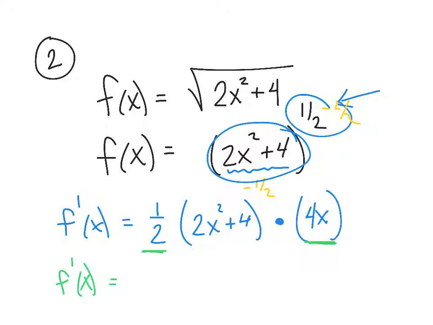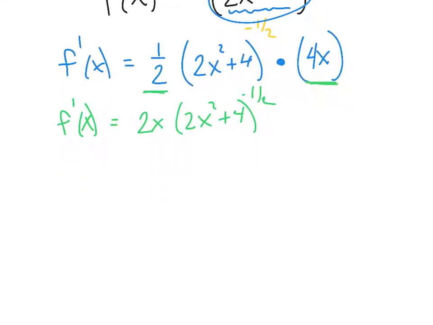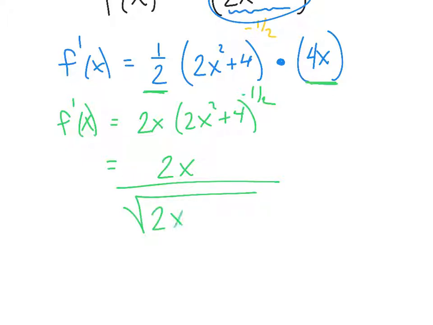So that's going to get me half of 4 is 2x. And then I have this junk inside here, 2x squared plus 4 to the negative 1/2. Now lastly, I'm just going to rewrite that with that negative exponent. I'm going to say it's 2x. That negative exponent will move all that to the bottom. And the square root again of 2x squared plus 4.